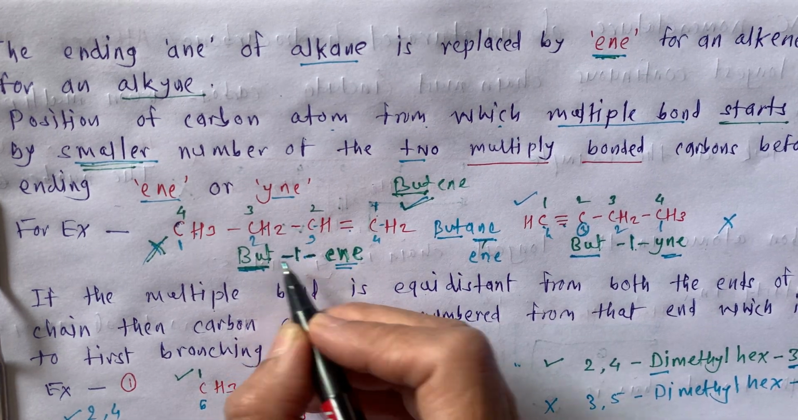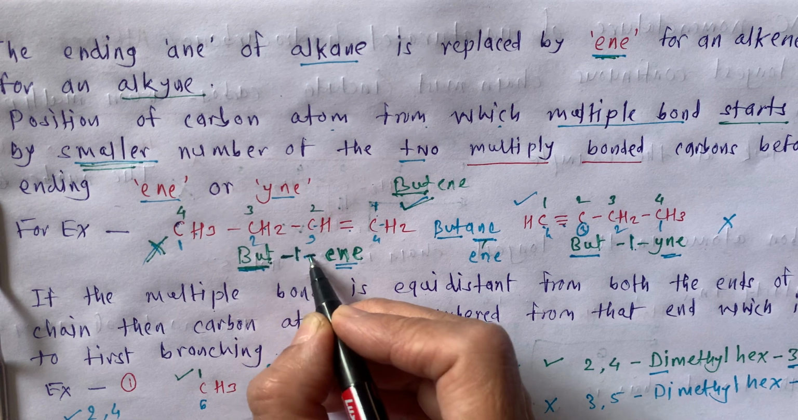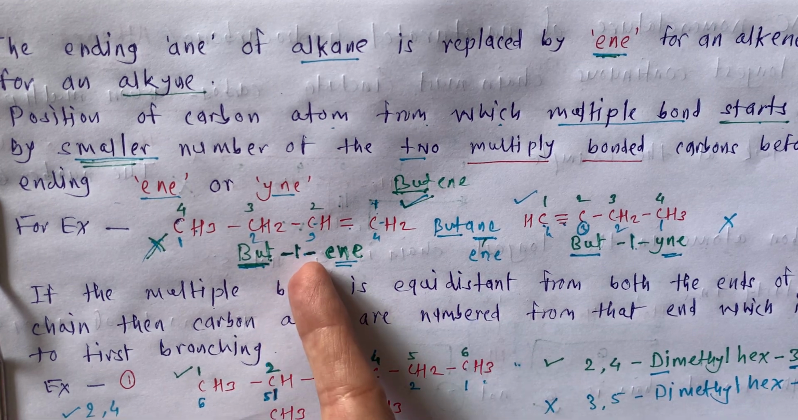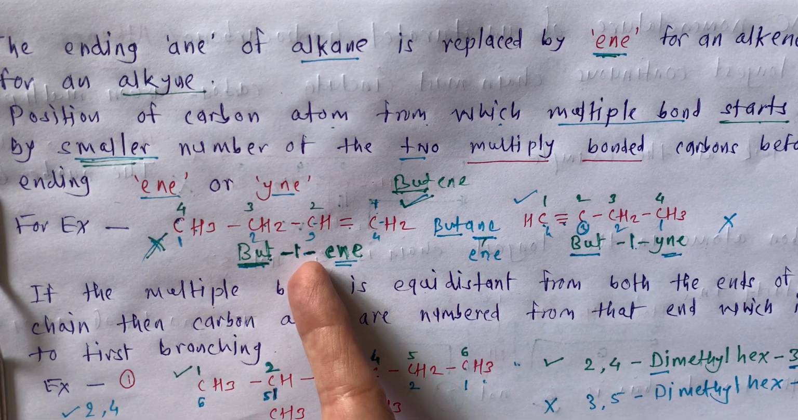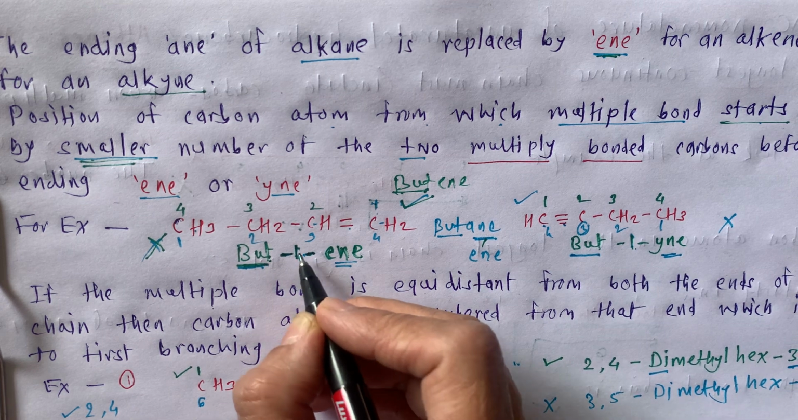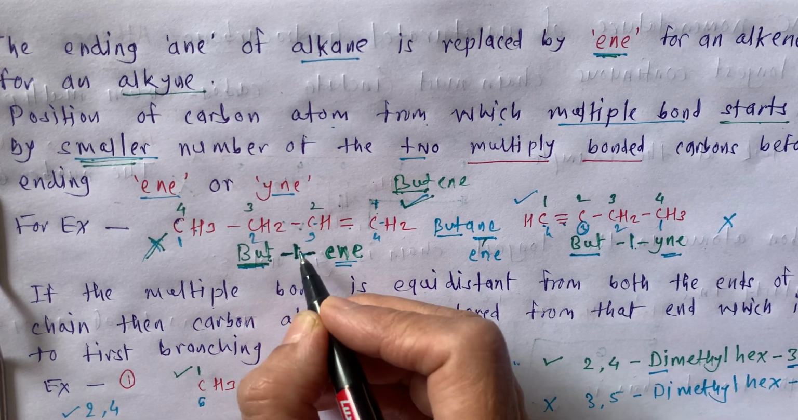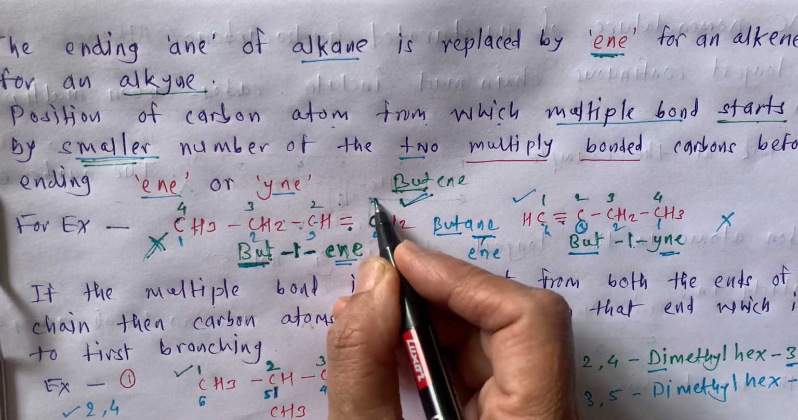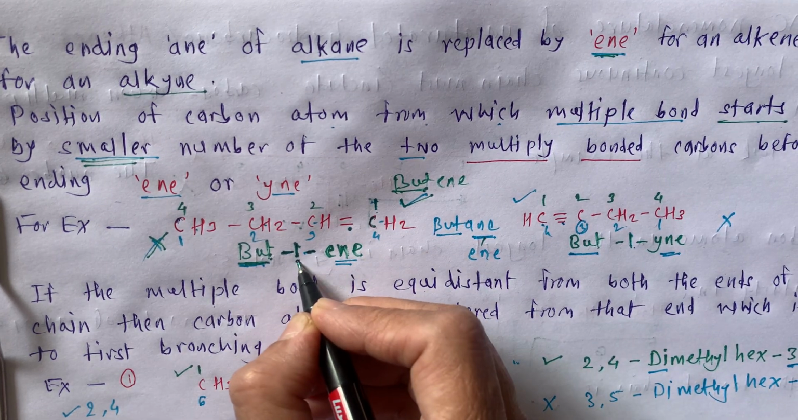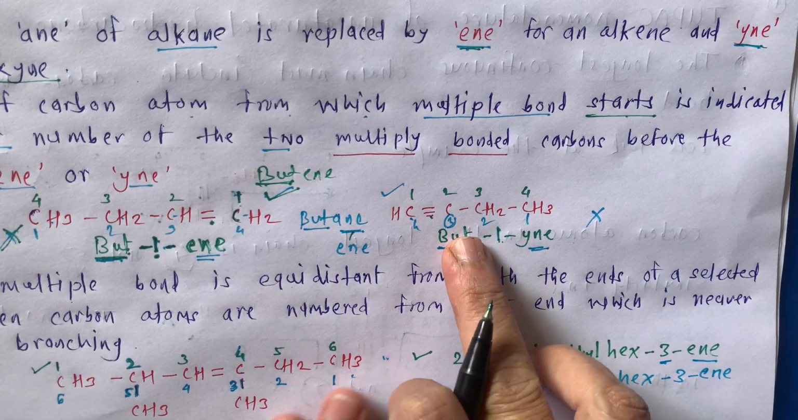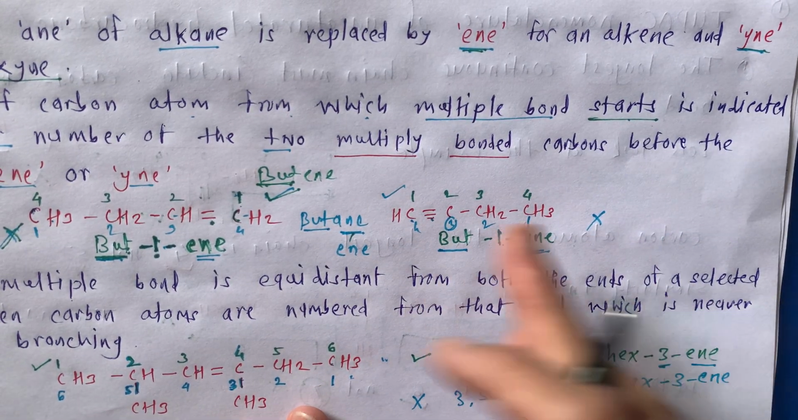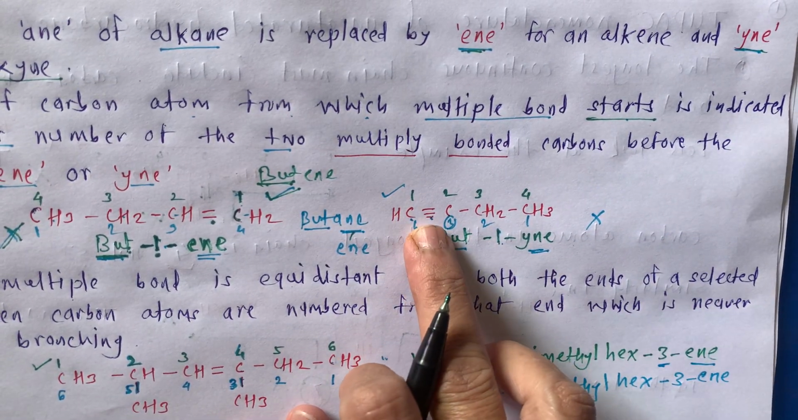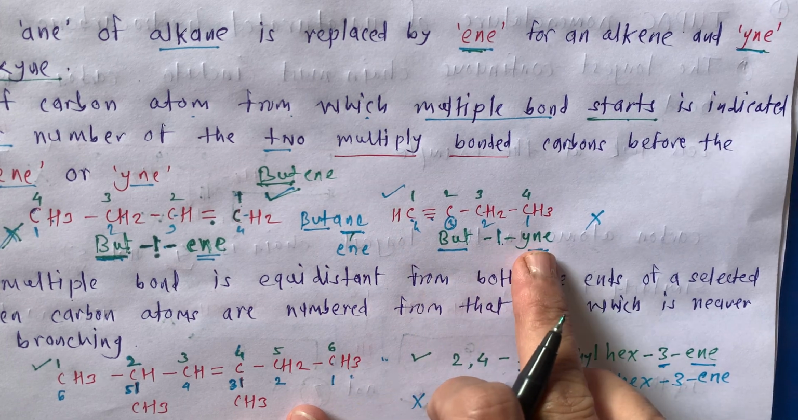See, between a digit and an alphabet you should put a hyphen. This is the rule which we had seen in saturated hydrocarbons. Just like that. Only you have to mention at which carbon the double bond is present. So this is on the first carbon, so we mention 1 here. If you look at this example of yne, it is the same. Here the triple bond is on the first carbon, so this is but-1-yne.